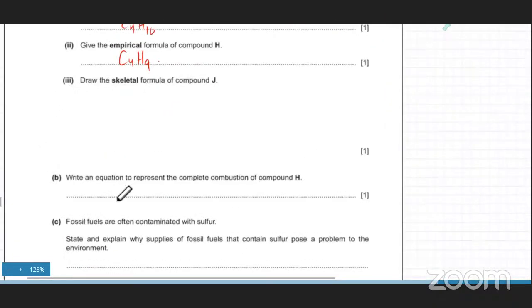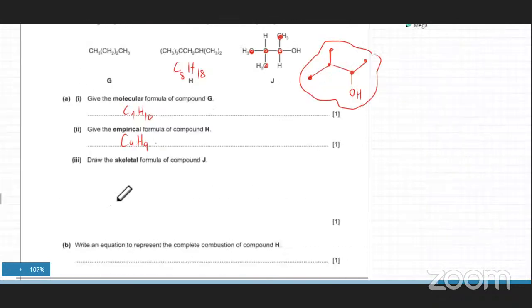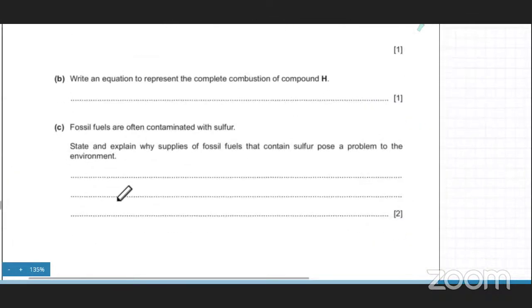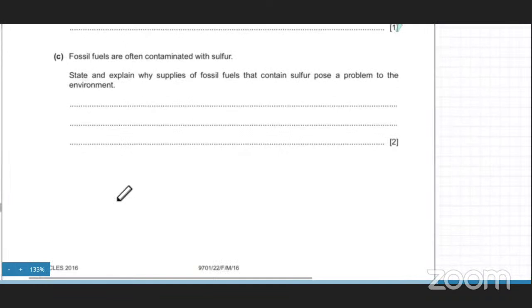Next is write an equation to represent the complete combustion of compound H, which you can probably do. Carbon dioxide and H2O would be produced. Fossil fuels are contaminated with sulfur. State and explain why. So state and explain why fossil fuels that contain sulfur pose a problem. What's the environmental problem with sulfur? Is it acid rain? It's going to be acid rain. Dissolve in water and form.